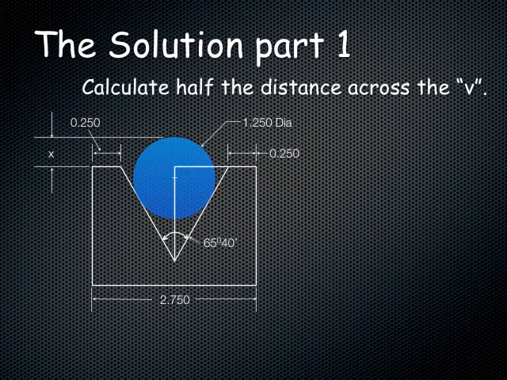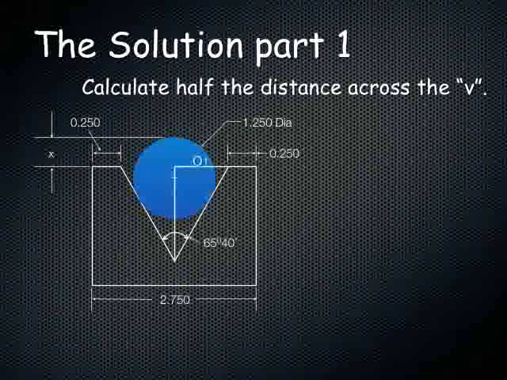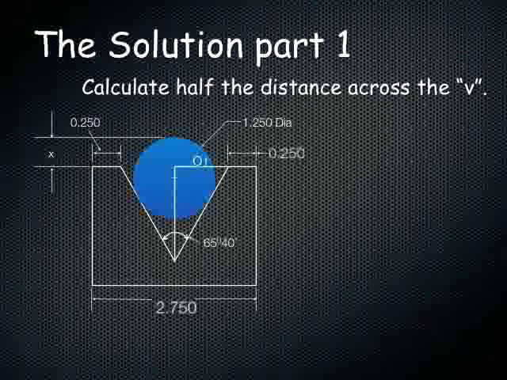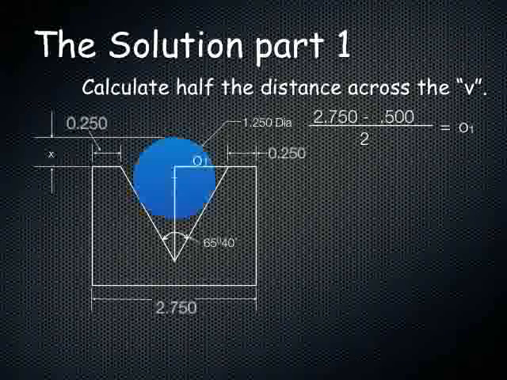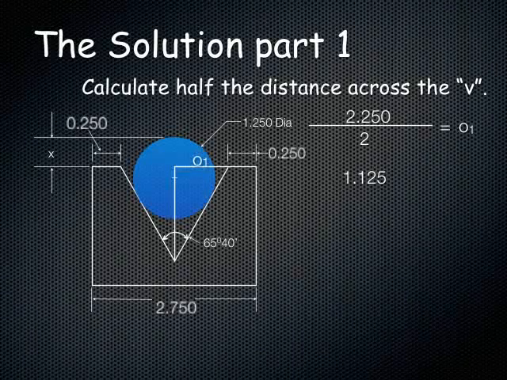We need half the distance across the v. That distance across the v can be calculated from the 2,750 thousandths at the base minus the 250 thousandths on the two sides at the top, and dividing by 2. So 2 times 250 thousandths is 500 thousandths, taken from 2 and 750 thousandths is 2 and 250 thousandths, divided by 2 is 1 and 125 thousandths.